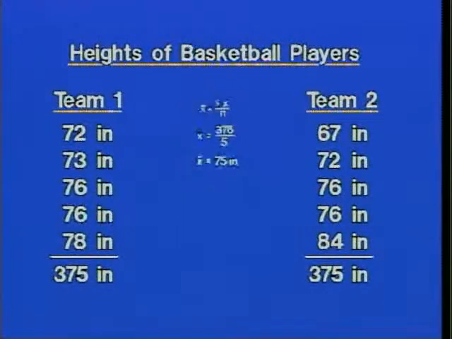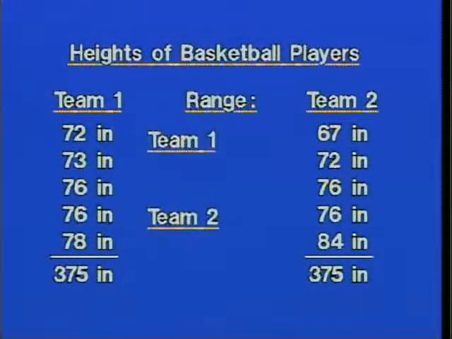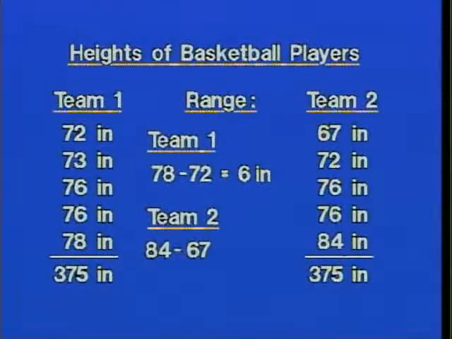Well, let's make our first calculation in terms of measures of variation, the range. For the range, we take the highest data value and subtract the smallest data value. For team 1, it would be 78 minus 72, or 6 inches. For team 2, it would be 84 minus 67, or 17 inches. So we're seeing a difference now when we look at this measure of variation, or measure of dispersion. We see quite a bit larger range value for team 2 than team 1.